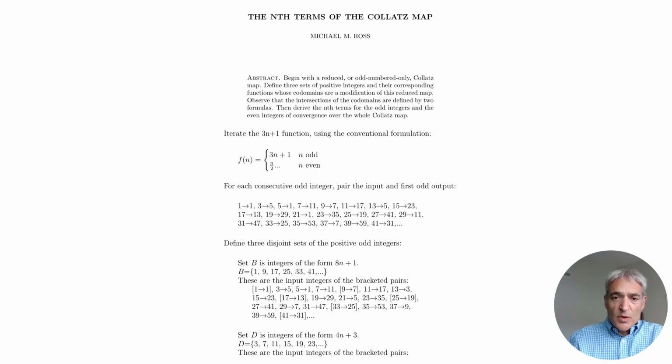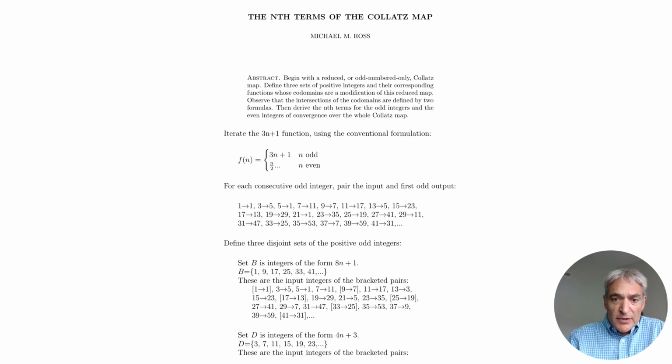Iterate the 3m plus 1 function using the conventional formulation. For each consecutive odd integer, pair the input and first odd output. Define 3 disjoint sets of the positive odd integers. Set B is integers of the form 8k plus 1. Therefore, set B contains as its first few members 1, 9, 17, 25, 33, 41.